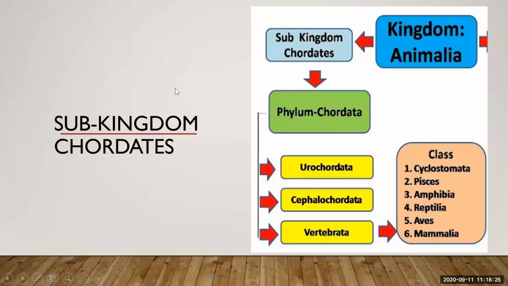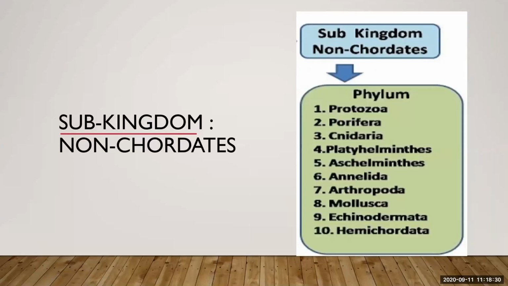So you can see the full screen here now. We will talk about the non-chordates. I told you that the kingdom Animalia is divided into the subkingdom non-chordates. Non-chordates are again divided into 10 phyla. So I'll just read out those 10 phyla. First is Protozoa, then Porifera, then Cnidaria, Platyhelminthes, Aschelminthes, Annelida, Arthropoda, Mollusca, Echinodermata, and Hemichordata.